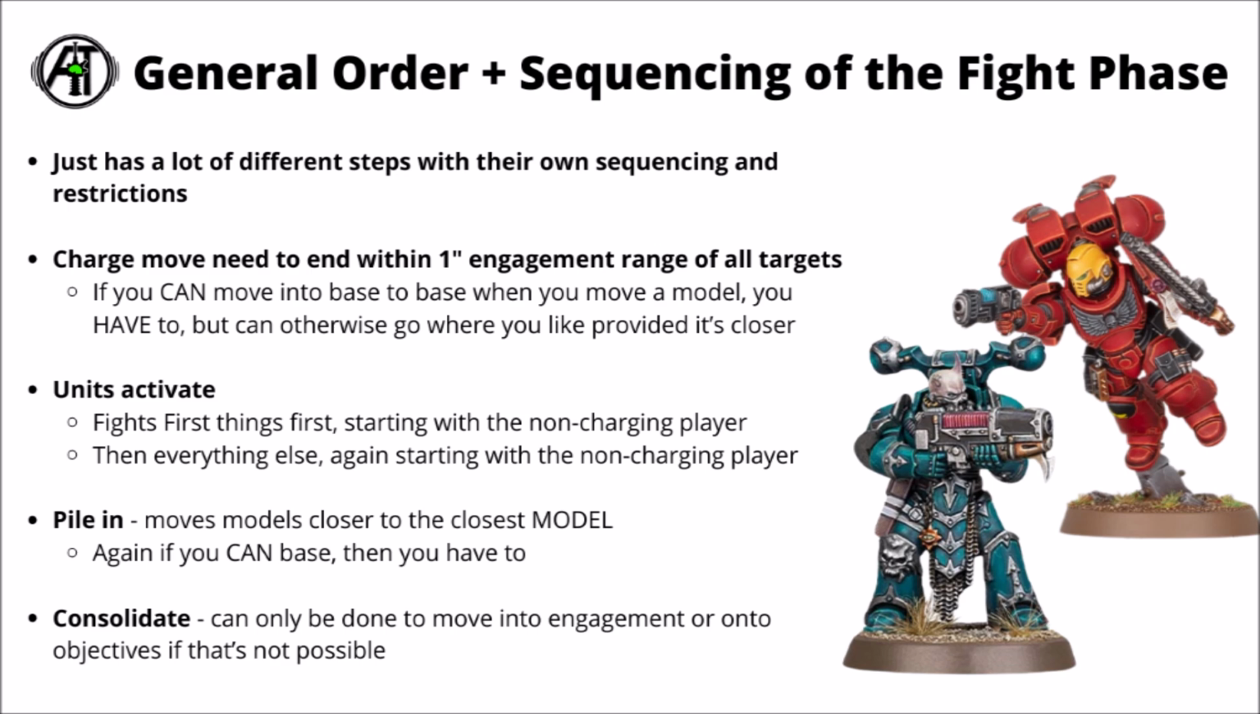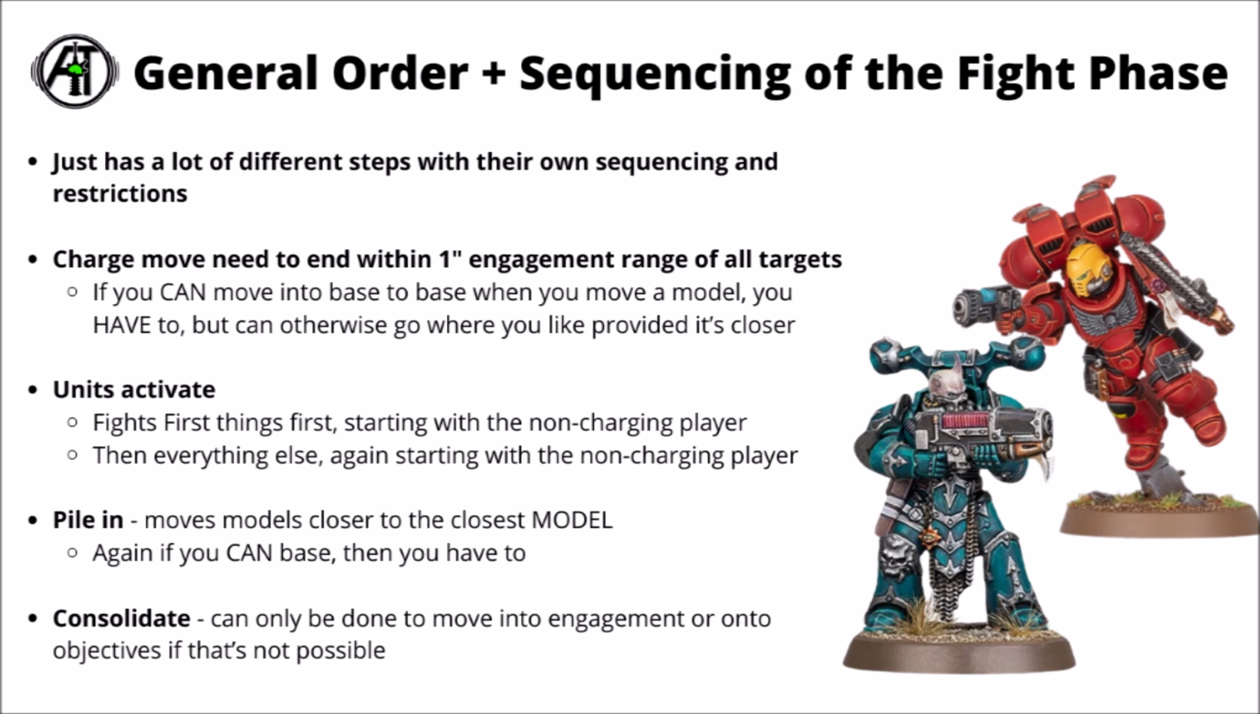Otherwise, the sequence of unit activation can confuse people as well. There's basically 2 different phases of the fight phase. Everything with fights first strikes first, and if both players have units that have that, then you start with the non-charging player. So it means that if you charge a unit with fights first, usually the opponent's going to have the opportunity to hit with that before you, and then you go to the next step where you fight with anything else that doesn't have fights first, so usually things that haven't charged and were in ongoing combats, and again you start with the non-charging player there as well.